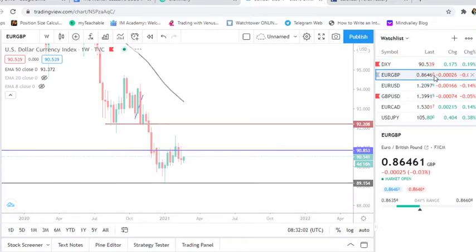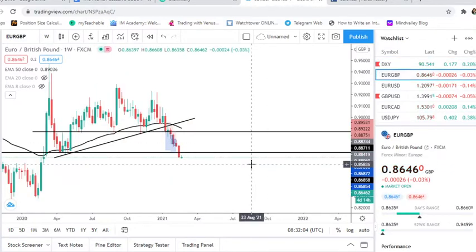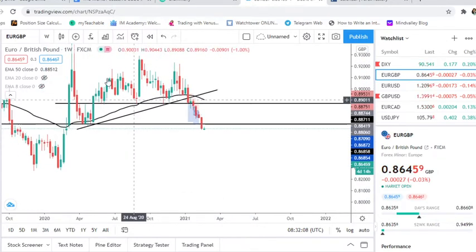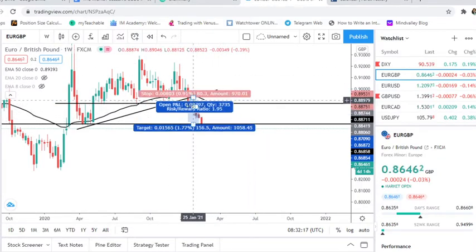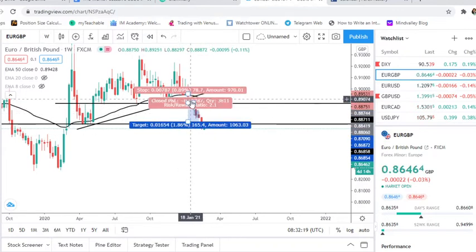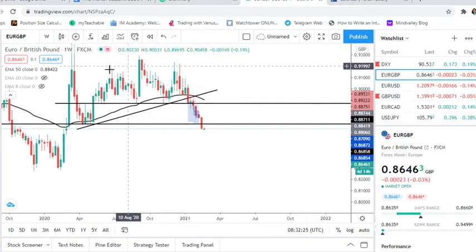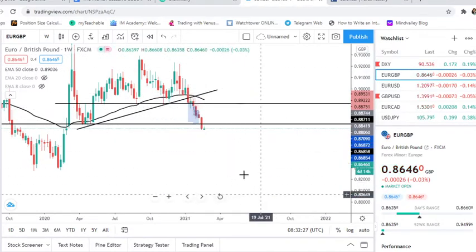Euro GBP was a good sell that we took for some weeks now. I think about 2-3 weeks ago, thereabouts. Not even that, 4-5 weeks ago. We started taking GBP and we took our profit around this area. Now it has closed below there. I think this is still remaining bearish.